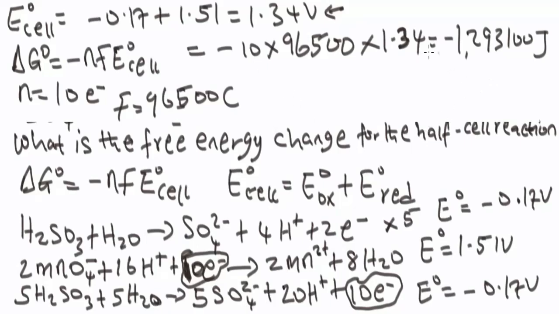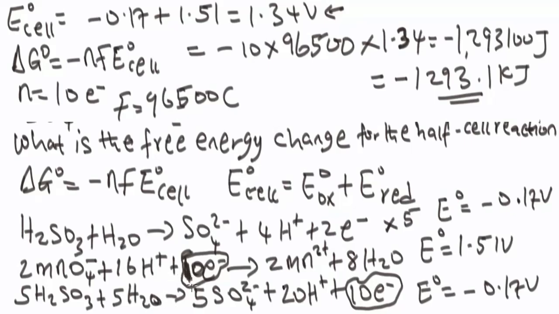If you want to leave it in kilojoule, divide it by 1000. If you divide it, it's going to give you minus 1,293.1 kilojoule. Alright, so this will be the Gibbs free energy for this reaction.